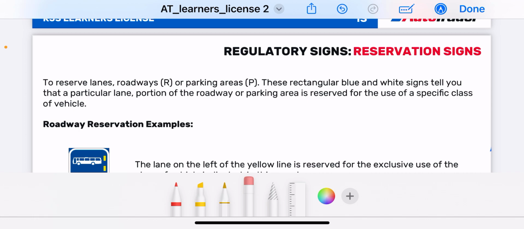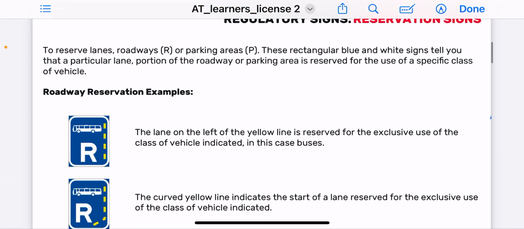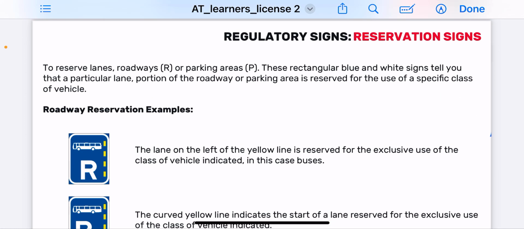Okay, so as I have promised you, today we get to do reservation signs. We'll try and push and see if we can get to maybe road markings. But should we not be able to cover road markings, we'll cover them the next session.